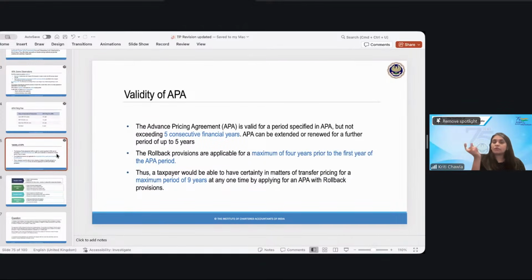As I mentioned, the rollback provisions are also applicable, and you can roll back 4 years maximum prior to the first year of the APA period. So the taxpayer would be able to take APA for a maximum of 9 years. How 9 years? You can take it for a maximum of 5 years going forward, and rolling back, you can take it for 4 years. So it becomes a maximum period of 9 years that you can have certainty in matters of transfer pricing. That is the entire concept of APA.